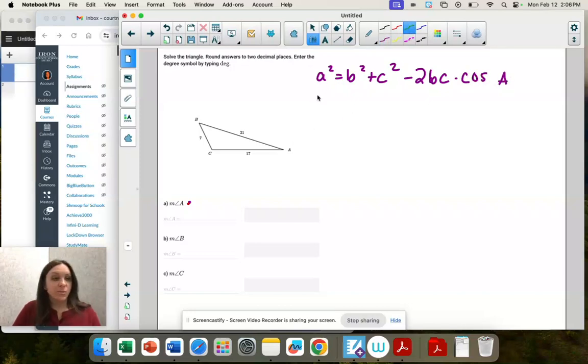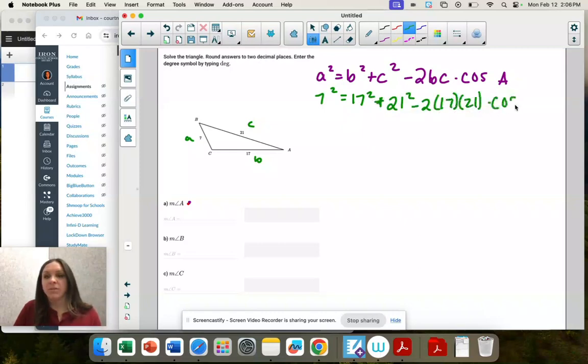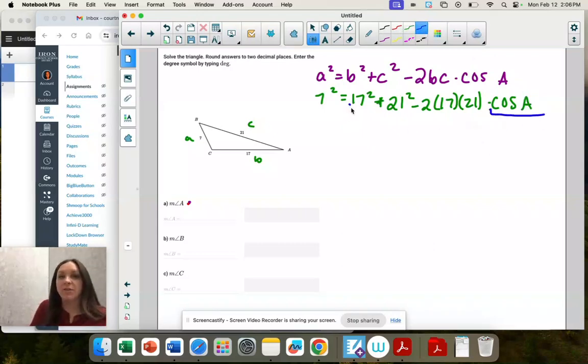All right, so let's put in everything we know. Side A is 7. Side B is 17. C is 21. And then we repeat those. So first thing, I want to get this by itself. So I'm going to have to put some numbers right here. So 7 squared is 49.